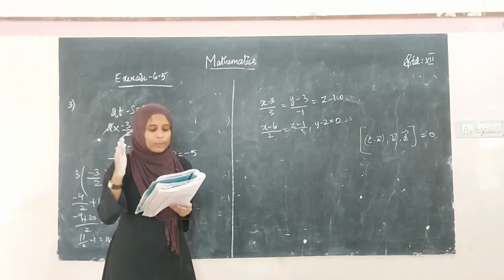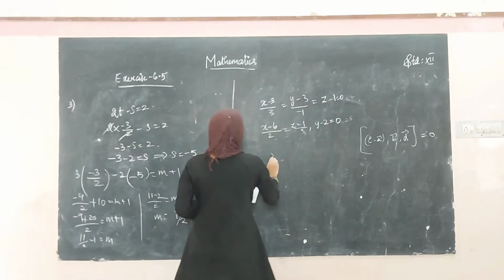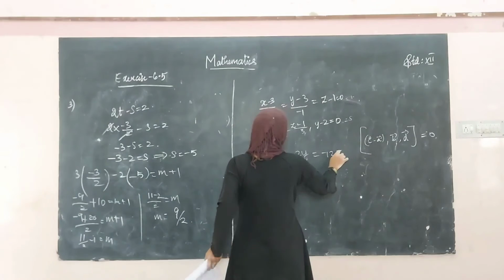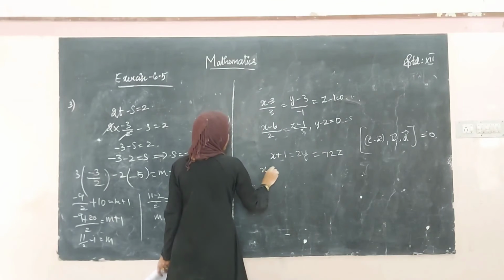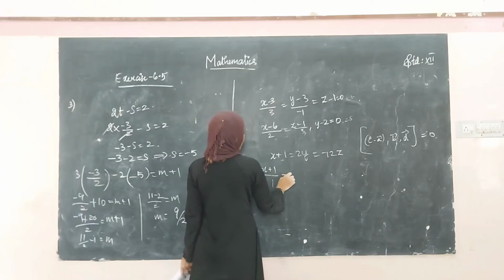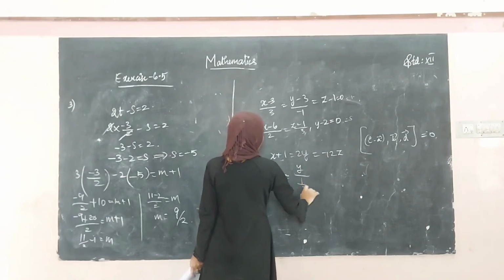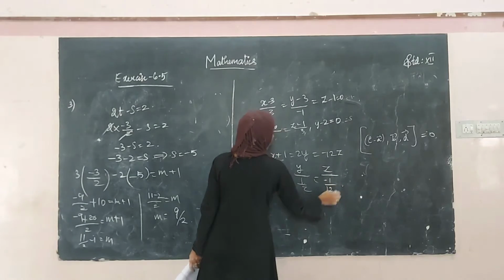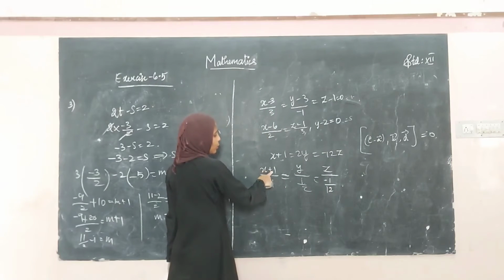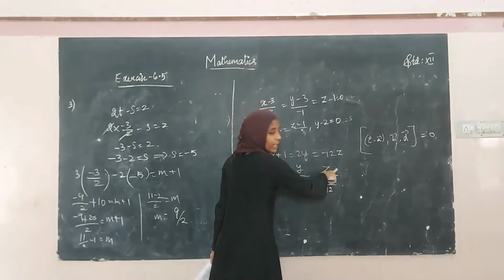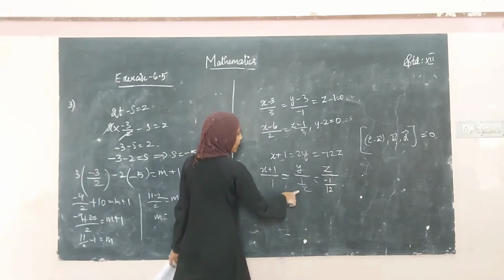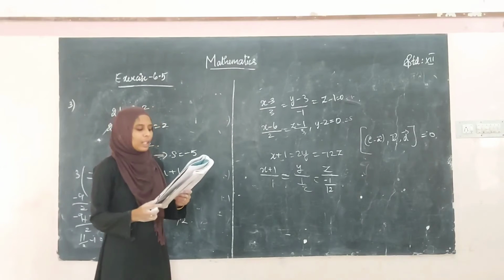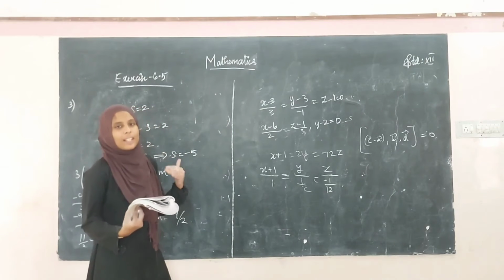So see here, the first one, x plus 1 equal to 2y equal to minus 12z. So you have to rewrite this. Say x plus 1 divided by 1 equal to y divided by 1 by 2 equal to z divided by minus 1 by 12. So here a1 is 1, a2 is 0, a3 is 0, b1 is 1, b2 is 1 by 2, b3 is minus 1 by 12. Similarly for the second equation, you have to find c vector and d vector.